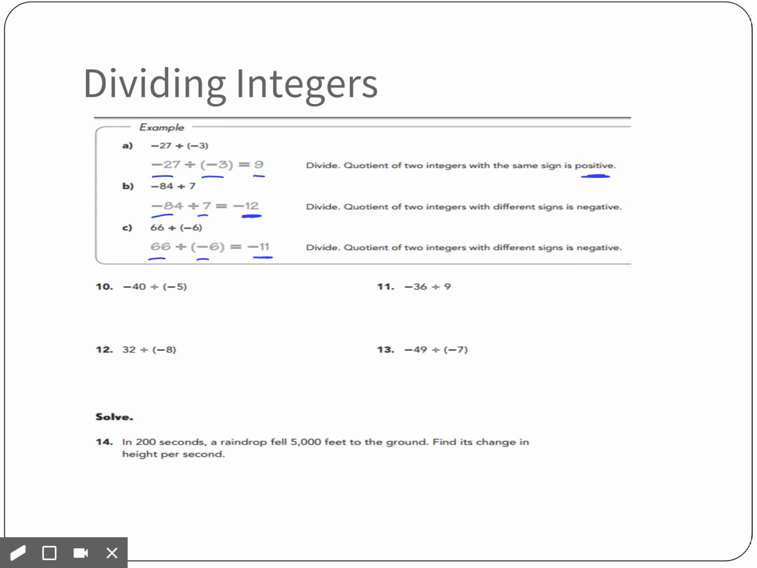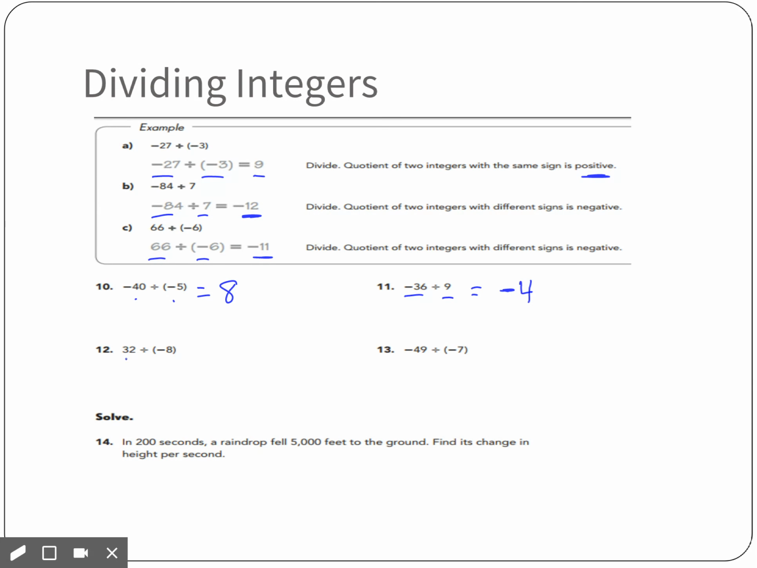So let's do the examples. Negative 40 divided by negative 5. That's 2 negatives. I know my answer is going to be positive. So 40 divided by 5 is 8. Number 11, a negative divided by a positive. That automatically tells me my answer is negative. Negative 36 divided by 9 would be negative 4.